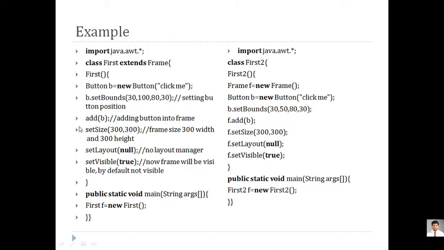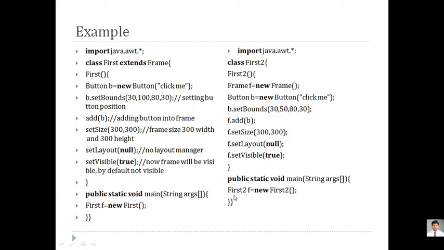Then here what I have done is that previously I have just said add button. Now here I have to specify that I have to add this button into f. And what is f? F is nothing but the frame object. So frame dot add, frame dot set size, frame dot set layout, frame dot set visible.